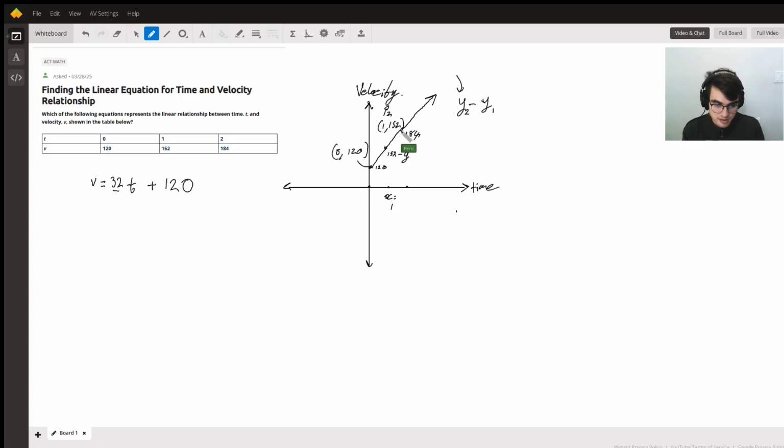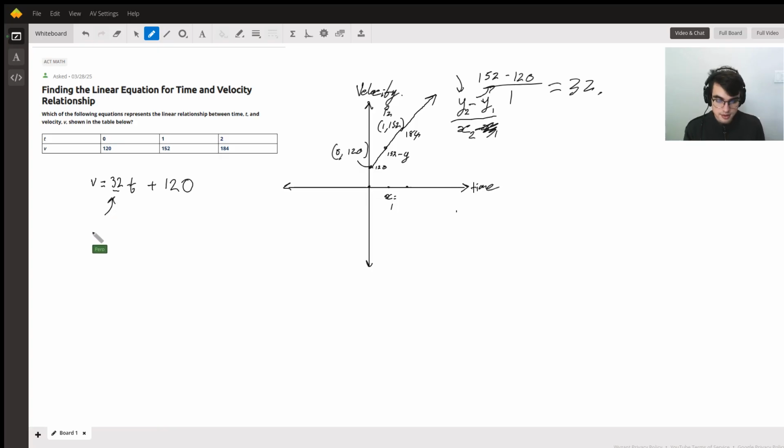Time, velocity. So we do 152 minus 120, and the equation says that has to be over x2 minus x1. Now, x1 is just 0, so it's just going to be over x2, which is 1 right here. We find that this is equal to 32, and that is the slope of our line.